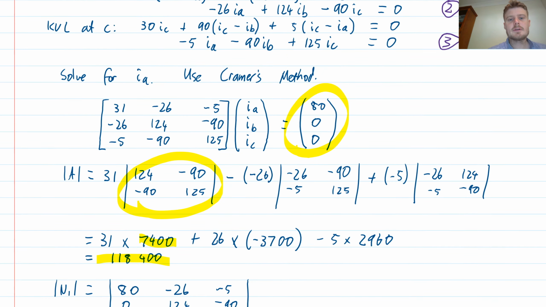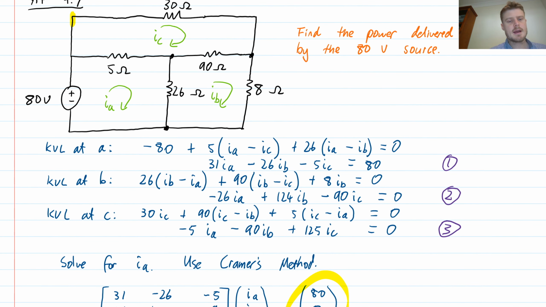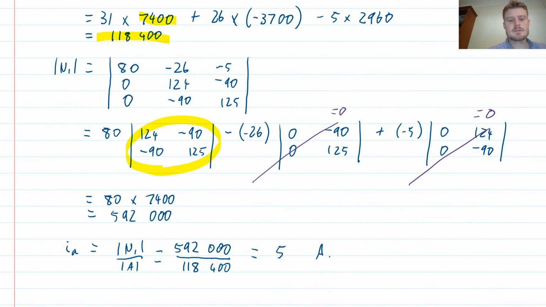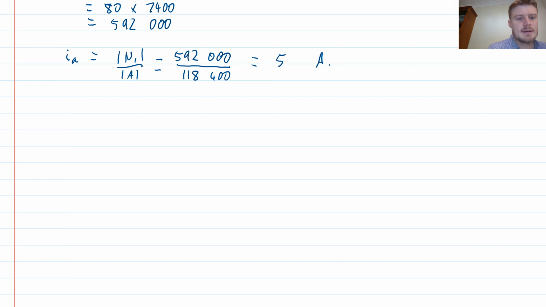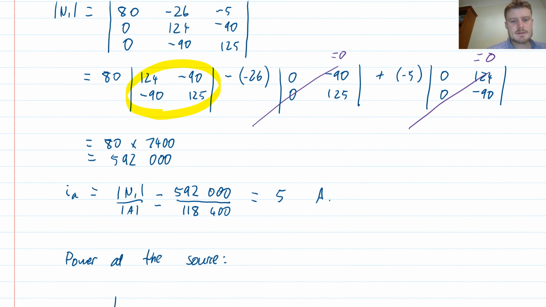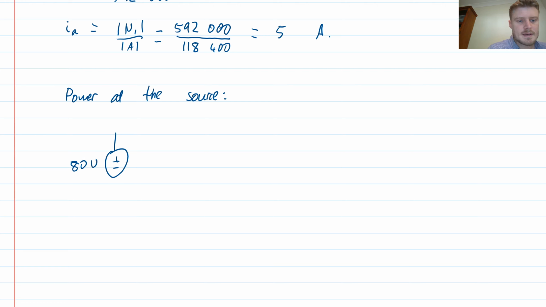I can now go back and look at my circuit, and I have a situation where I know the voltage and I know the current, and therefore I can calculate the power. In particular, I will just redraw this for clarity. So the power at the source is going to look like this. I have a voltage source. It's an 80 volt source, and I know that there's a current of 5 amps flowing through it.